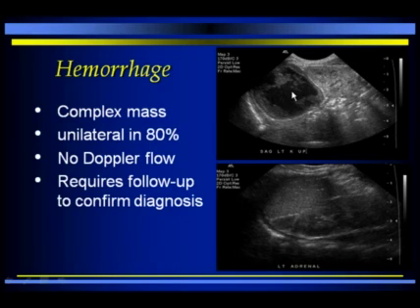We see sometimes anechoic areas and sometimes more echogenic areas. No Doppler flow. You have to follow it up. So you follow this up, and then a few weeks later it looks like this. So we see it's getting much smaller. You'd like to follow it to resolution if you're unsure at all that this is hemorrhage.